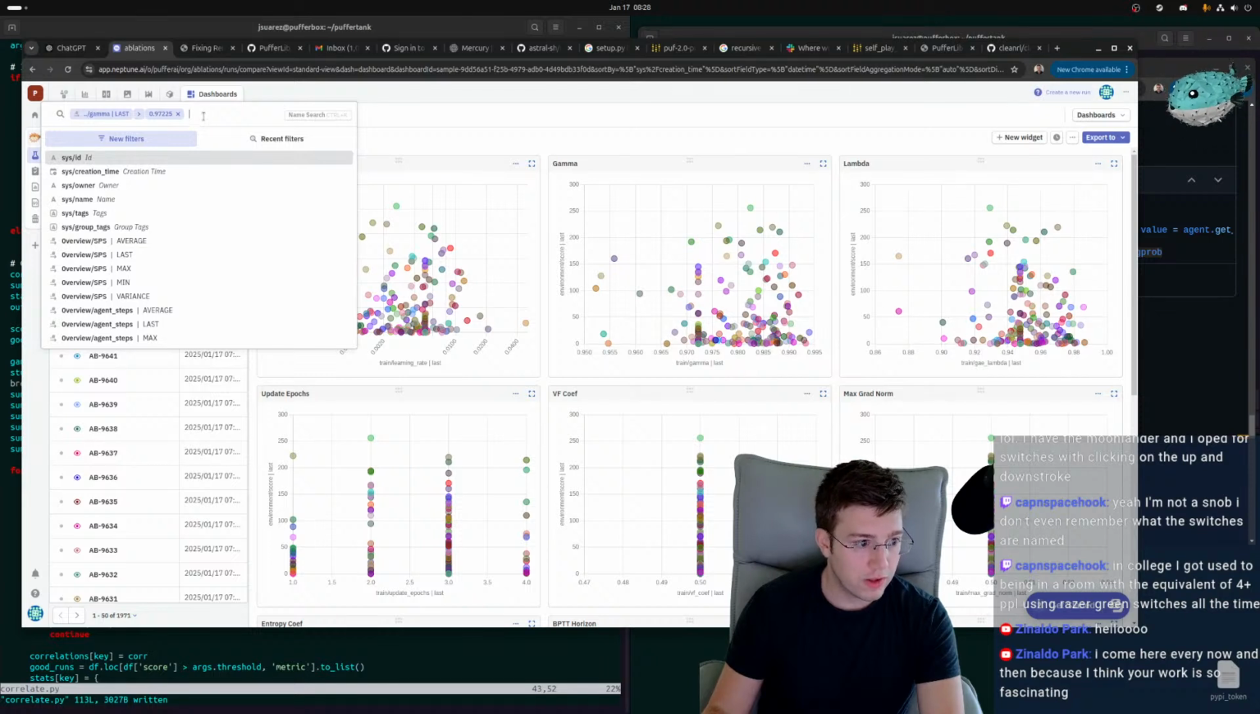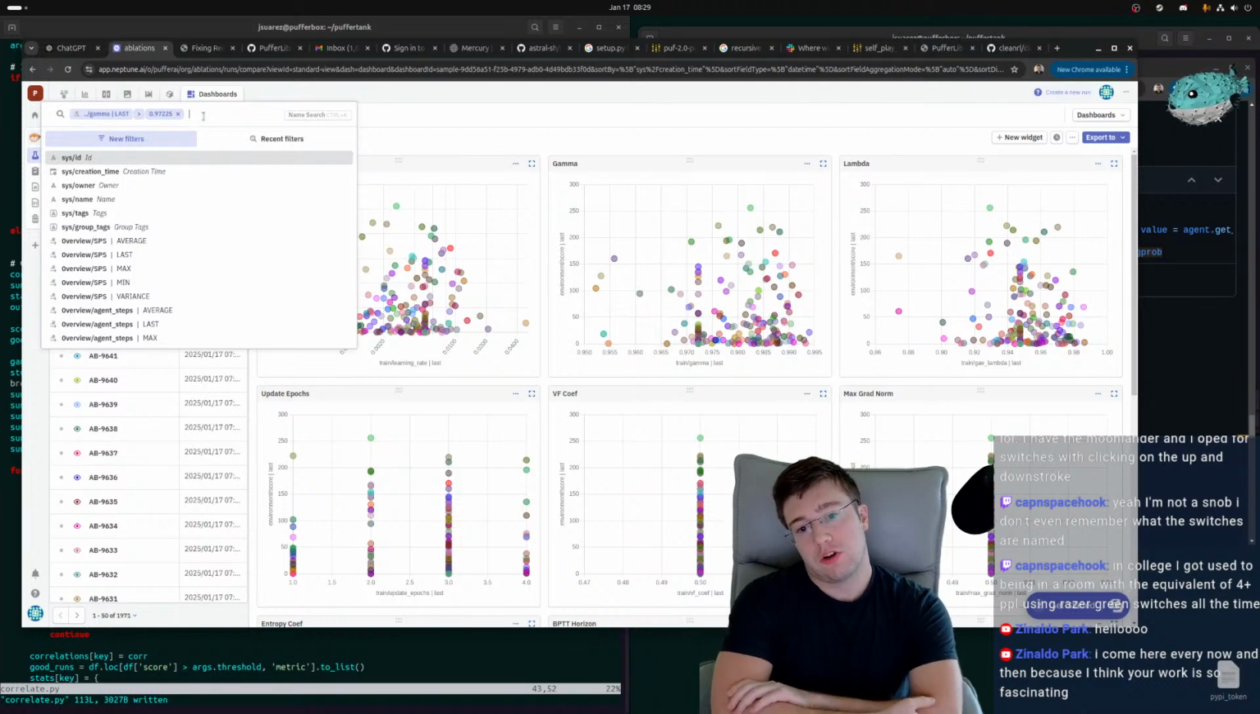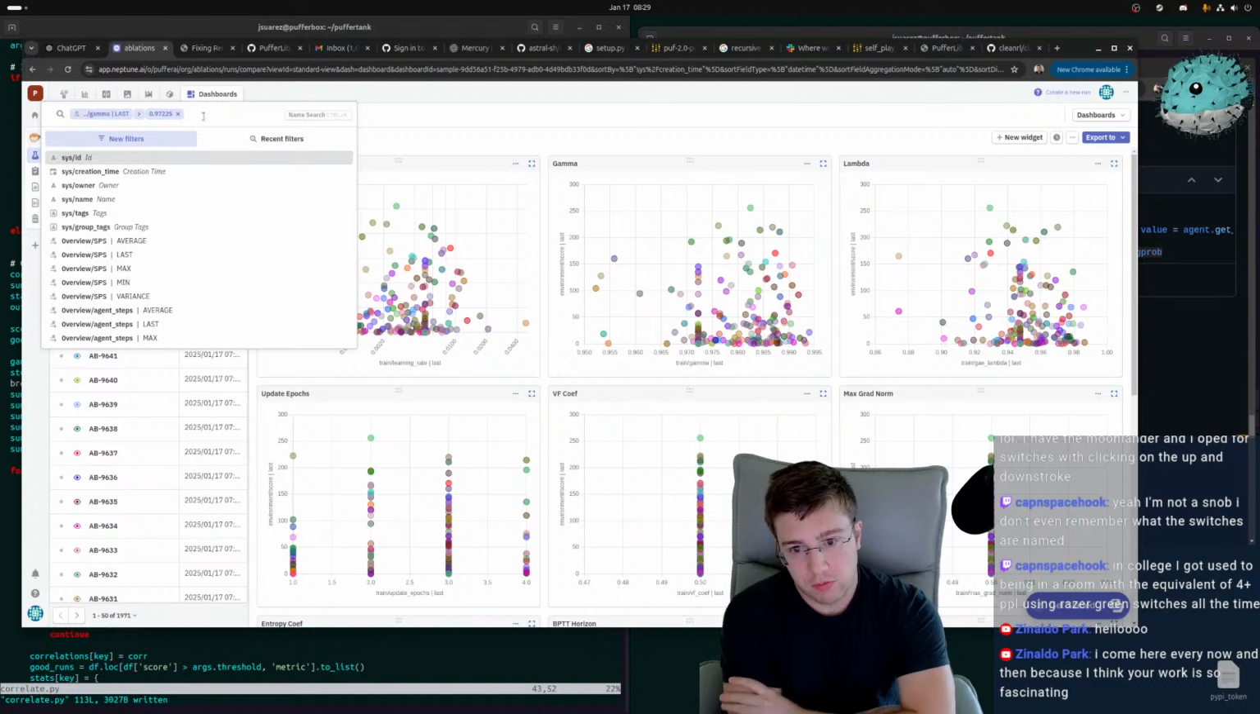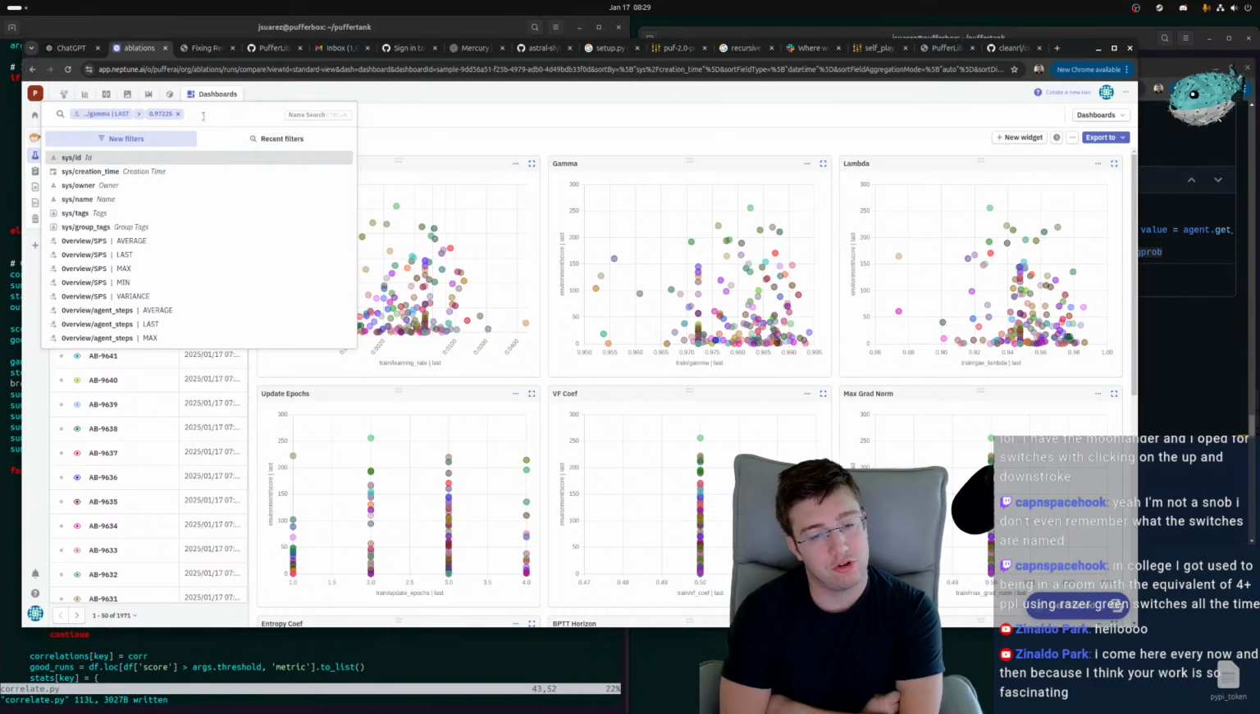Hello, I come here every now and then because I think your work is so fascinating. Thank you. We're currently doing a little bit of work on these hyperparameter sweeps. We got CARBS set up to automatically tune all these environments and experiments, but it's not quite doing what I want it to do. CARBS is supposed to be able to start off doing fast experiments and then run longer experiments once it becomes confident of the result of those, and that does not seem to be happening.